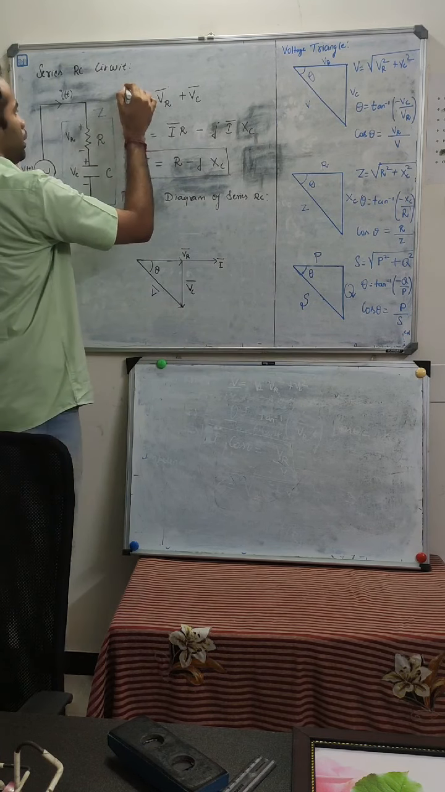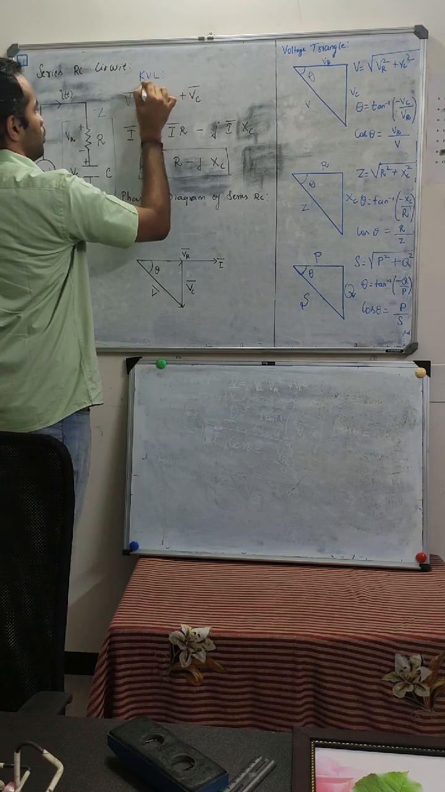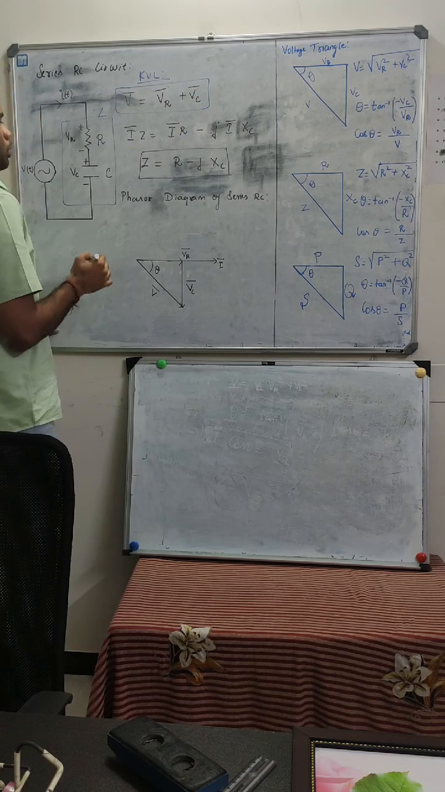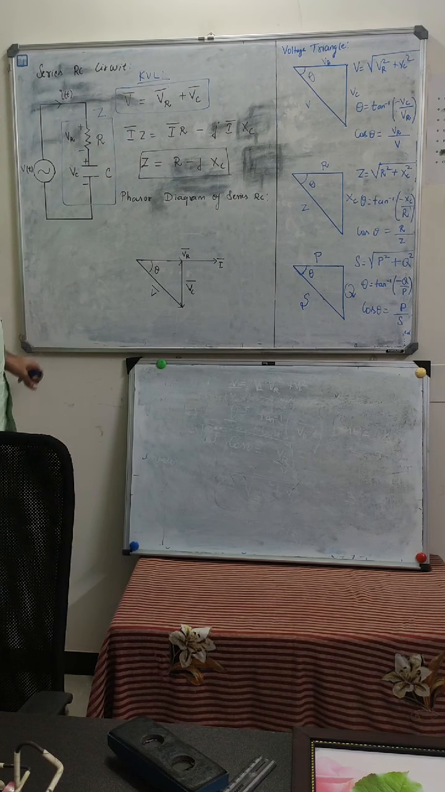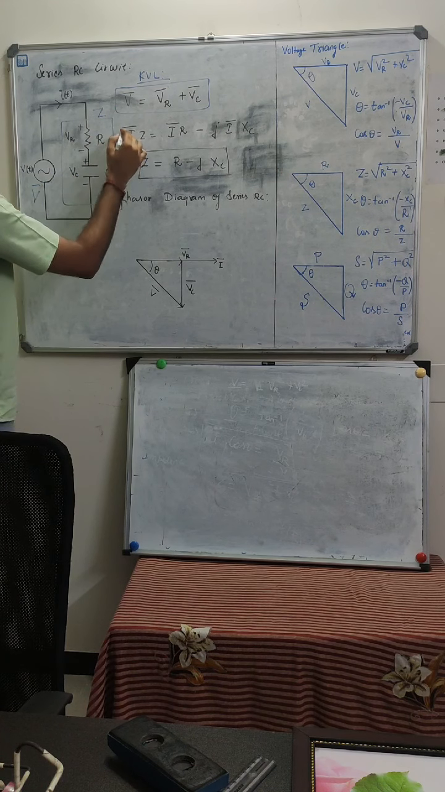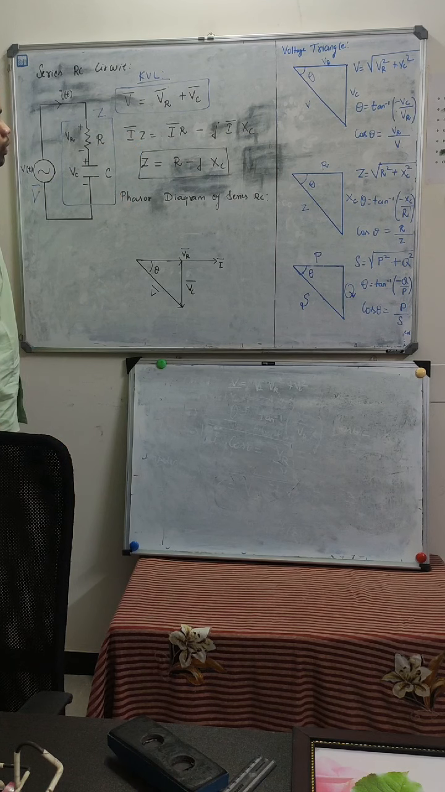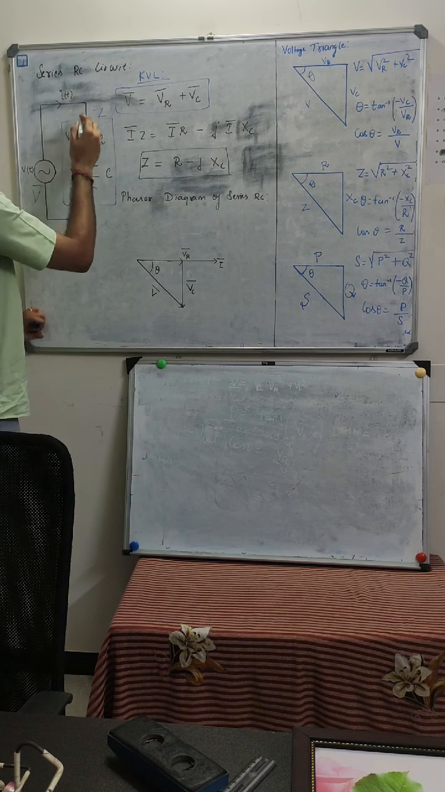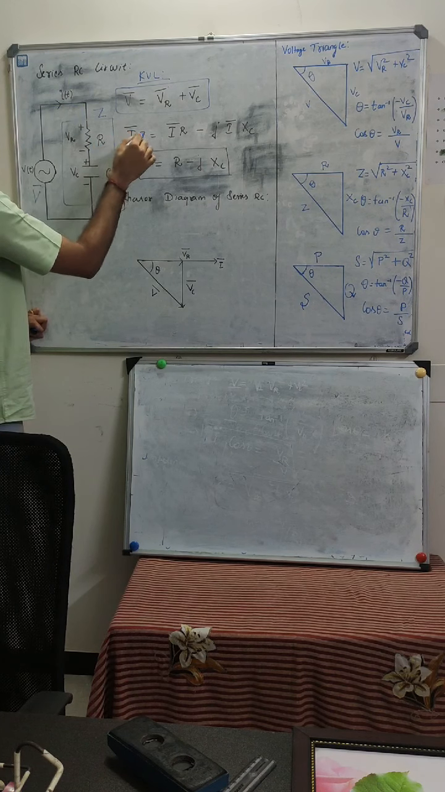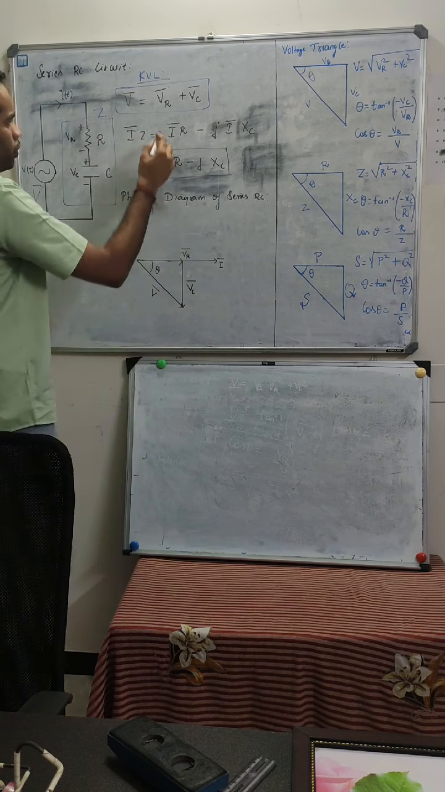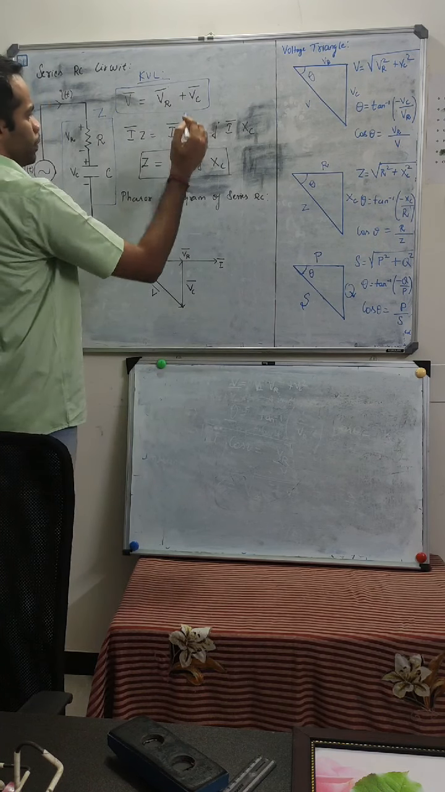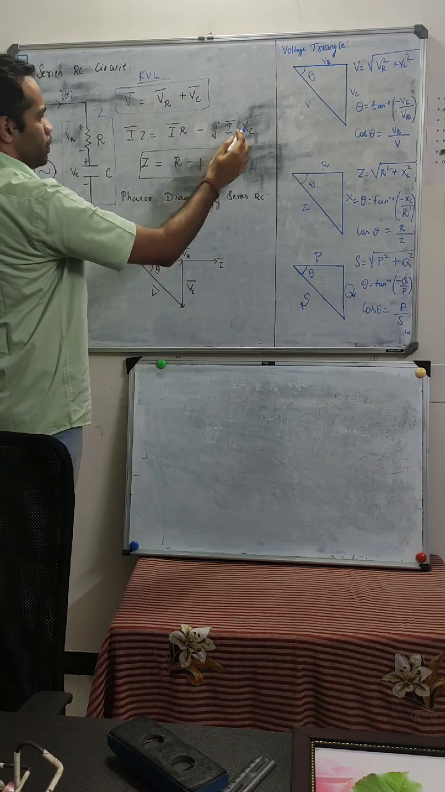From KVL we know, by applying KVL we get this form: the V phasor equals the sum of VR phasor plus VC phasor. Where V phasor is I phasor Z, because of the current flowing through the circuit RC, which is basically Z. We also know VR phasor is I phasor R and VC phasor is minus J I phasor XC.